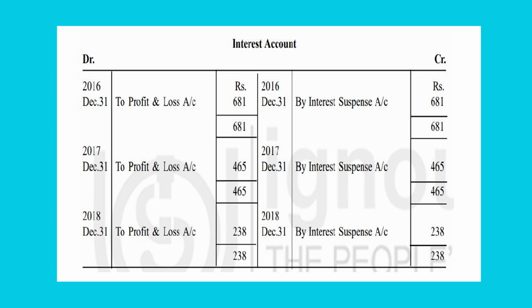Like the first year, the amount of interest which was included in the total interest suspense account was 681, transferred to the profit and loss account. Second year interest 465, which was transferred to the profit and loss account. So the amount of interest which belonged to the third year is 238 out of the total interest suspense. So again it will be transferred to the profit and loss account.